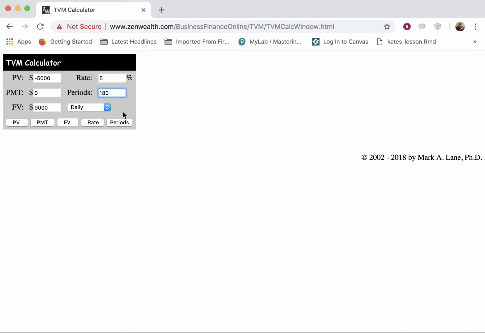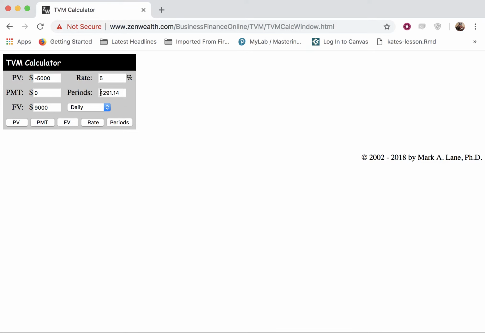And then we want to know how many periods it is. So we're going to click on periods down here instead. And it tells us it's 4,291.14 periods. But there are 365 days in a year, so you can take that 4291.14 and divide it by 365. And you get 11.8 years. So you'd have to calculate that on your own.